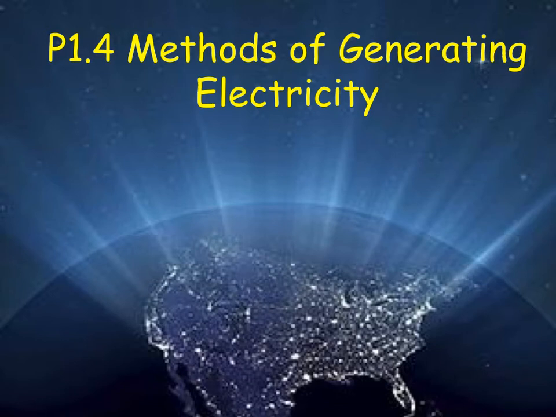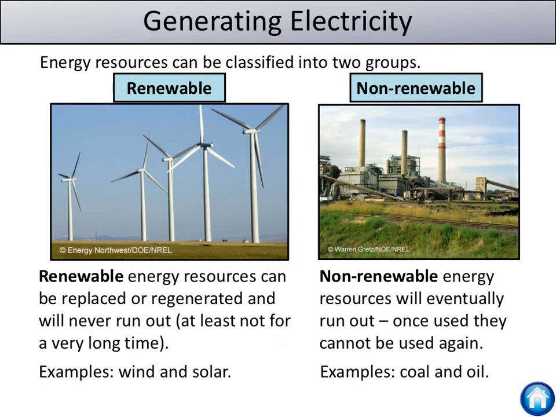In this video, I'm going to run through the P1B GCSE Physics pre-exam PowerPoint. P1B is broken down into two components, P1.4 and P1.5. I'm going to start with P1.4, which is methods of generating electricity. When we're generating electricity, we can classify resources into two groups, renewable and non-renewable.